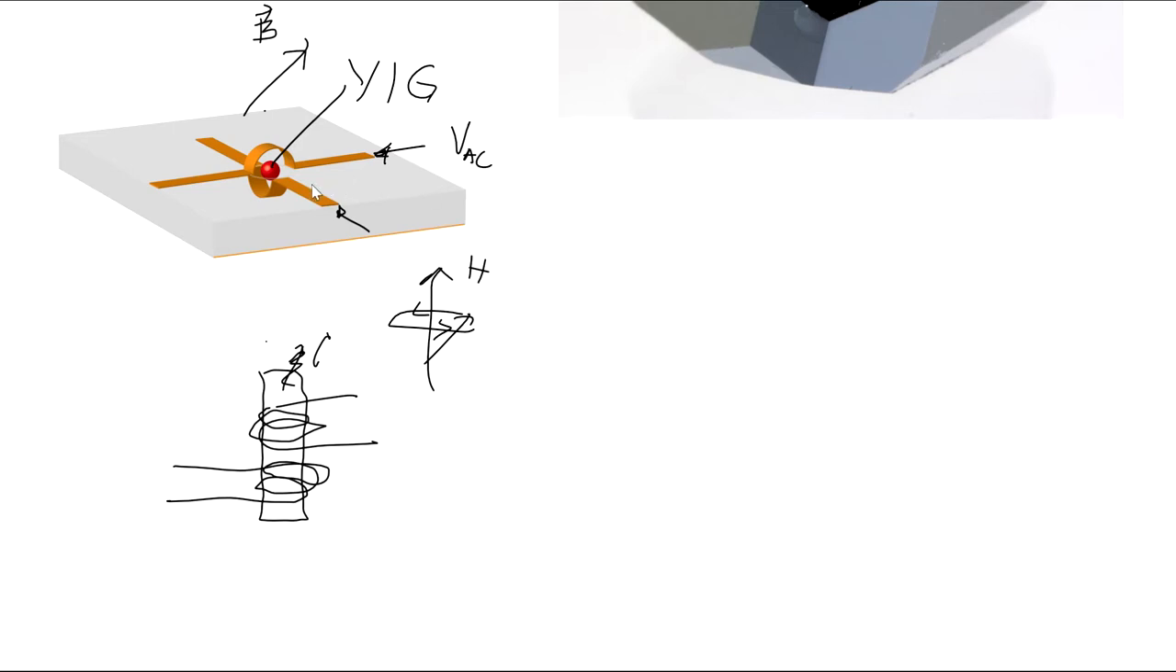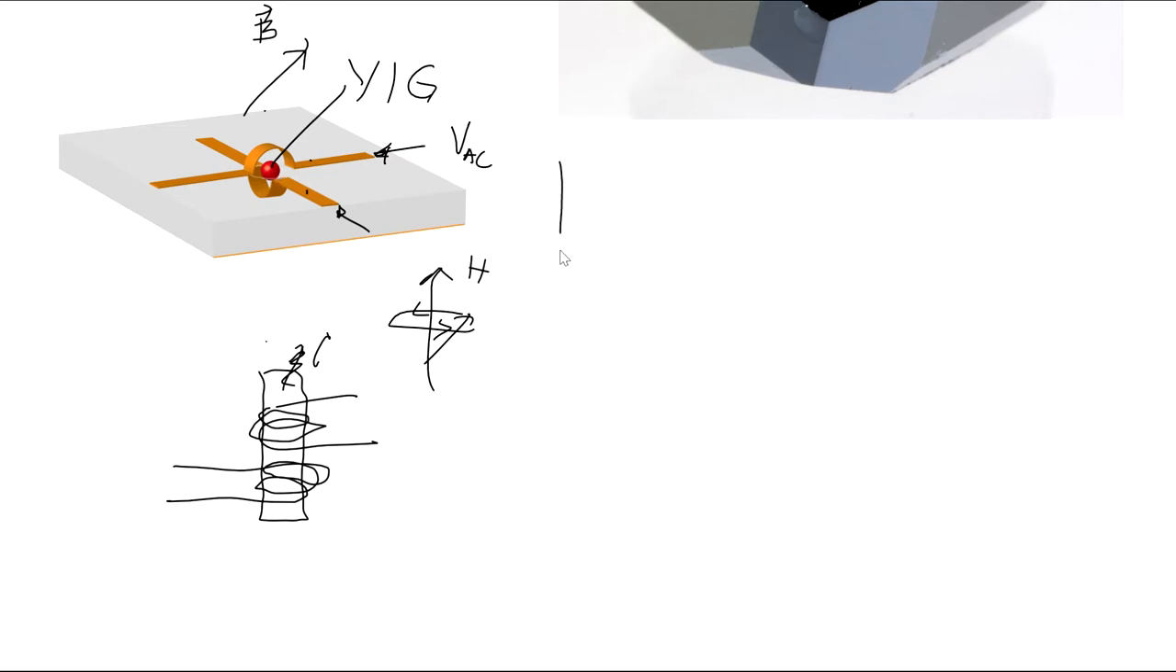So what it means is that magnetic moments inside YIG would want to oscillate only at certain frequencies, and only at these frequencies will this transformer transform the signal. And it actually doesn't transform, it transfers the signal from this line into that line. So it would transfer it only at certain frequencies at which the magnetic moments of that sphere will oscillate.